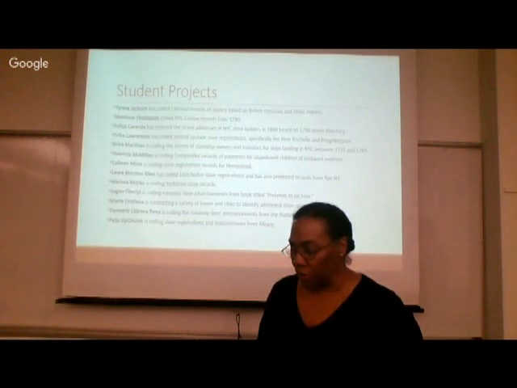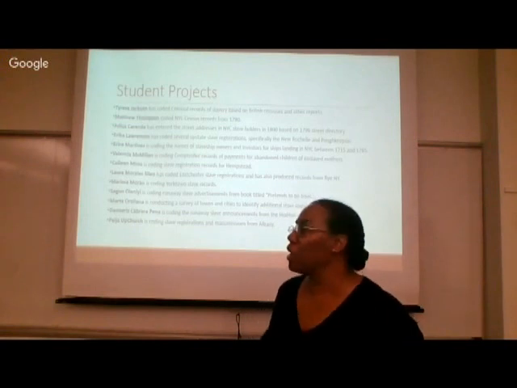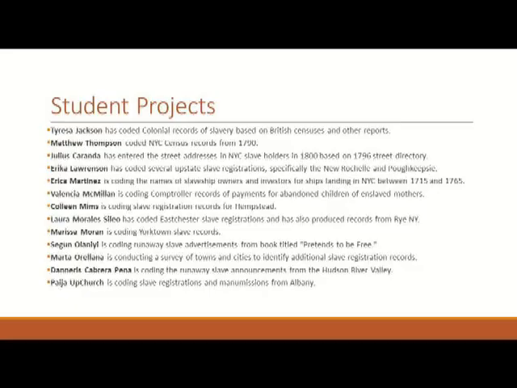Erica Lawrenson coded upstate slave registrations, and so she was looking at slavery beyond New York City. Erica Martinez coded the names of slave ship owners and people who invested in slaves, bringing slaves into New York. Valencia McMillan, as she said, followed the money and looked at governmental records of the slave trade. Colleen Mims coded slave registration records in Hempstead, Long Island.